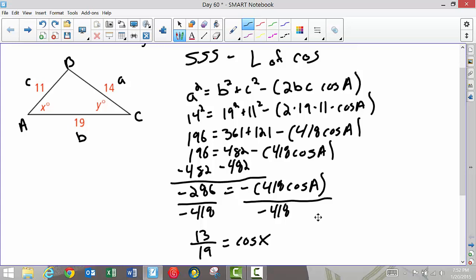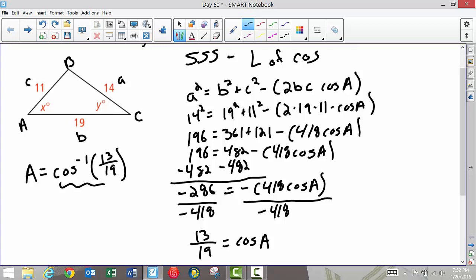And remember, well, not x, sorry about that. I'm going to keep it as A because A is angle x. So remember, I want the angle, so I have to use the inverse. So I know that A is equal to the inverse cosine of the ratio, which is 13 over 19.